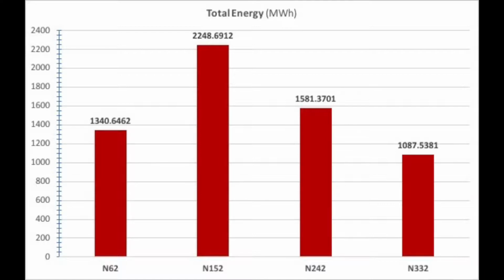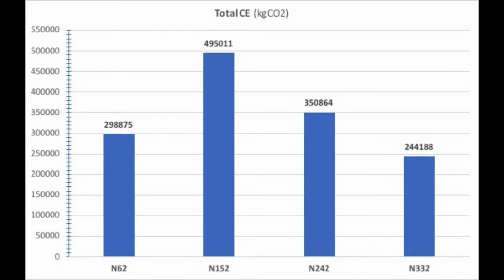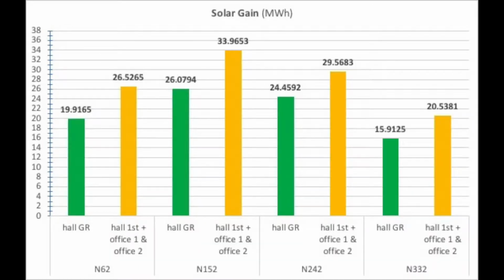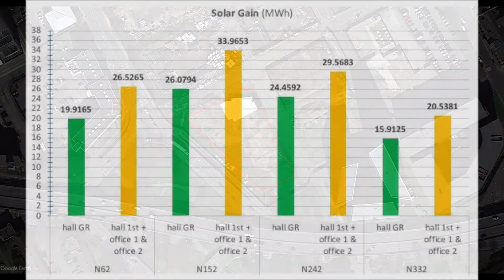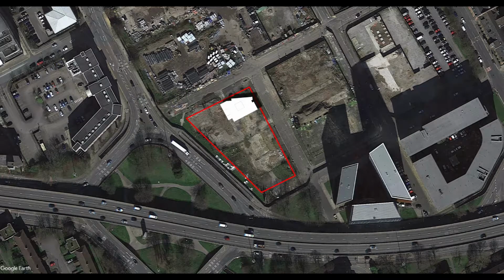It uses as much as half the energy of N152, proving the importance of properly orienting a building. Total carbon emissions also came to be less, as well as total heat gain. For N332, all windows are oriented to the north away from direct sunlight. From the previous graphs, it's clear that the favorable orientation is the N332.